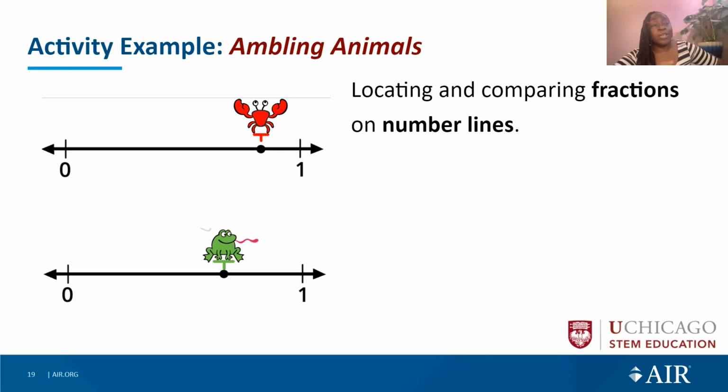So in this case, we have a crab labeled on the one on top here, and then on the bottom, we have a frog. If these two number lines are aligned, the frog is further to the left. So students might say the crab's fraction is greater than the frog's fraction. And that's what they would do in class.